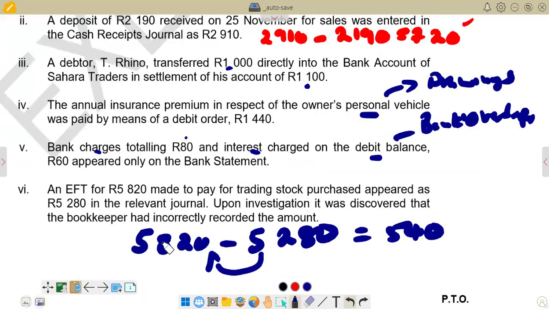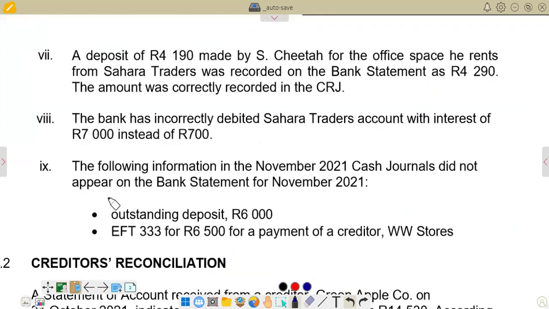So you see that this is the last item that we have on this page. So you can go to the next page to try to see. The next page says a deposit of 4,190 made by SCTA for the office space events from South Africa was reported in the bank statement as 4,190. The amount was correctly entered in the cash receipt journal.